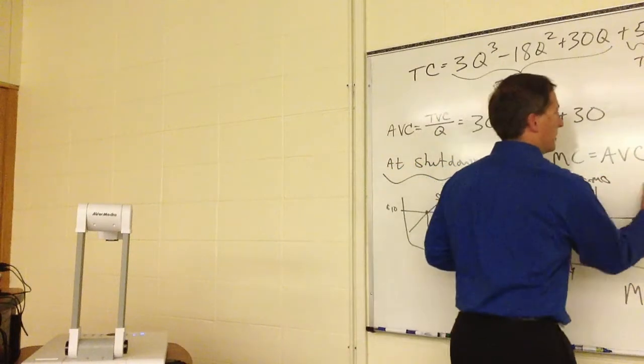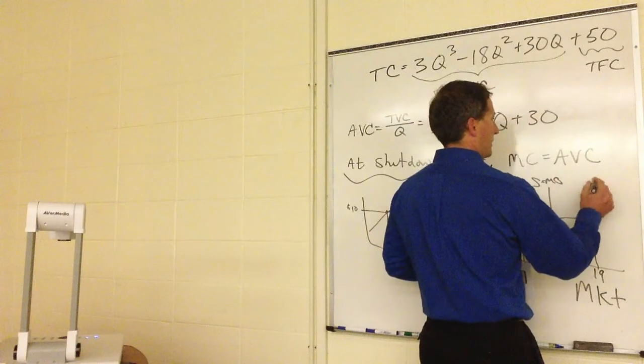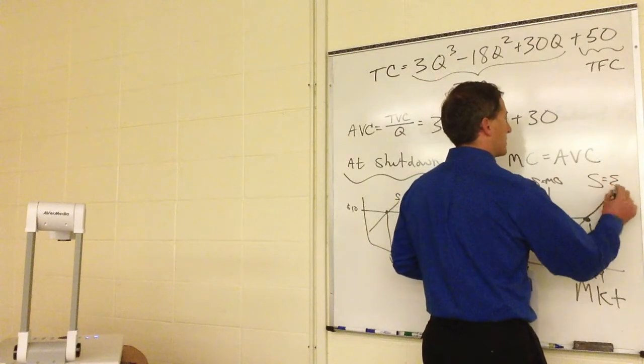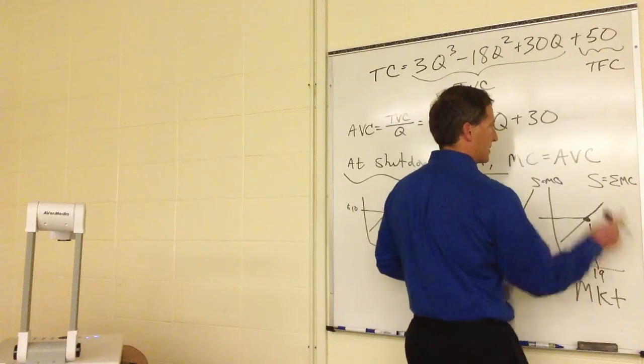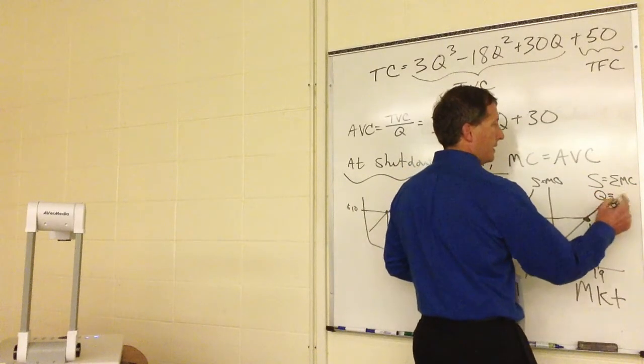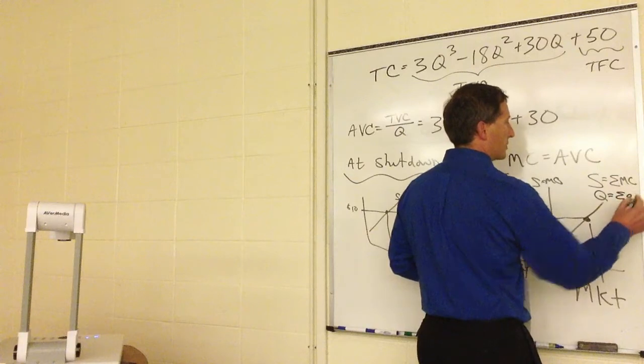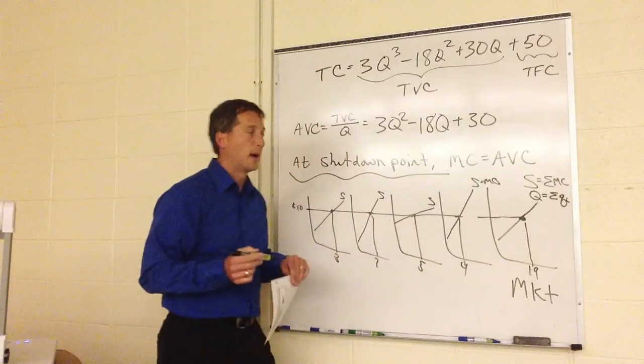Let me write that a little bit better here. The supply curve is equal to the sum of the individual marginal cost curves. Another way we did that in principles class was to think of the market quantity as equal to the sum of all the individual suppliers. We're adding them together.